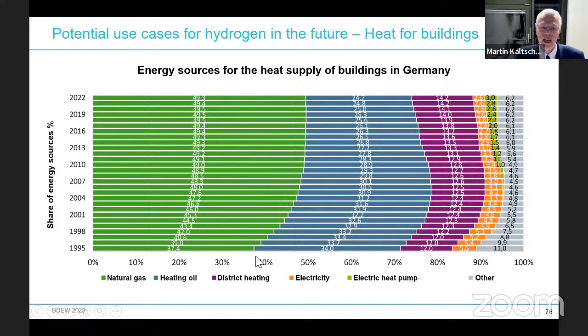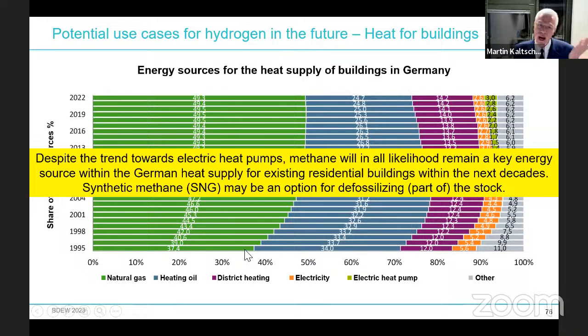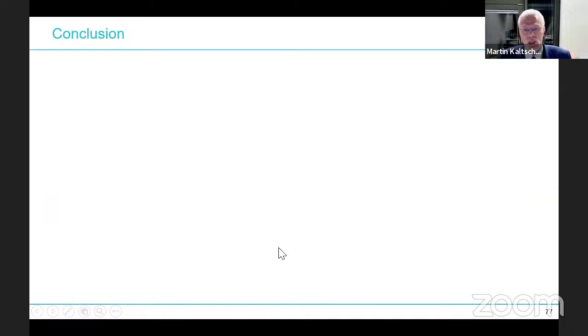Then we have a little heating oil, which is clearly shrinking in the market. Then we have some district heating, which is increasing in tendency. And then, of course, we have electrical heat pumps, which gain market importance very fast. And we have others, which is basically biomass. But what we can conclude is that despite the trend toward electric heat pumps, methane will in all likelihood remain a key energy source within the German heat supply for existing residential buildings within the next decades. Therefore, synthetic methane may be an option for defossilizing at least part of the stock, because this 50% cannot be changed on very short notice. So these are the markets that we see.